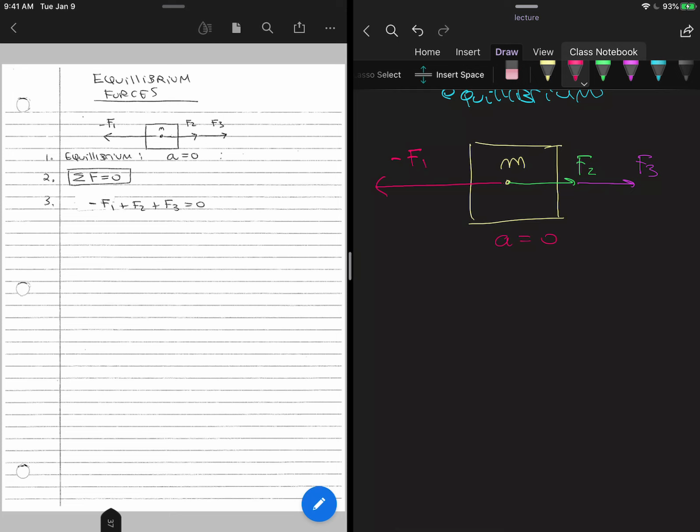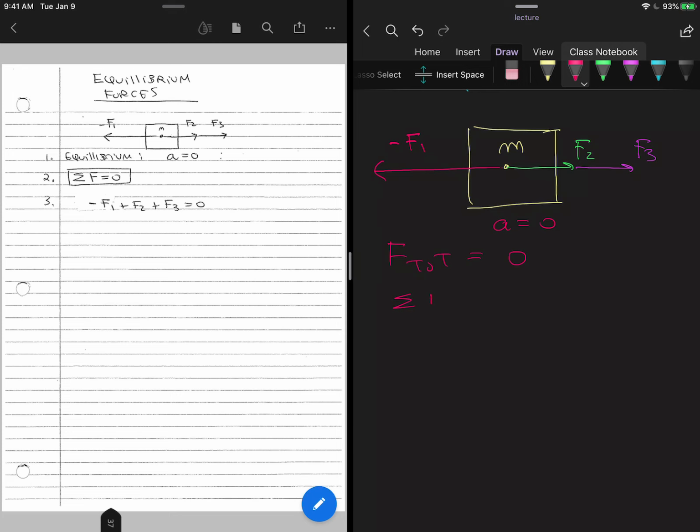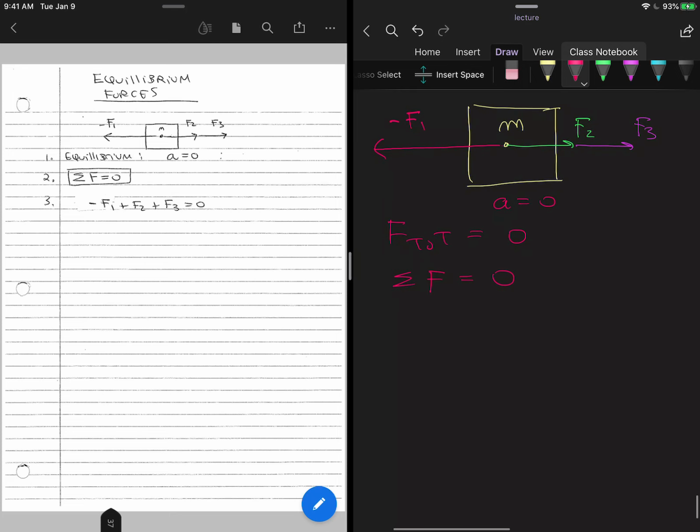From Newton's second law, that means the total force acting on that crate has to be 0, or you can also say the net force acting on the crate has to be 0. In this picture, you would write it like this: the total force is minus F1 acting backwards, plus F2 acting forward, plus F3 acting forwards, set equal to 0. Then you can solve for any one of these given the other two.